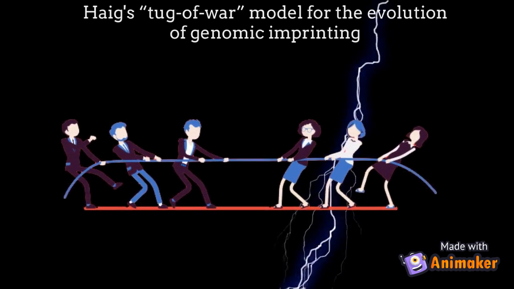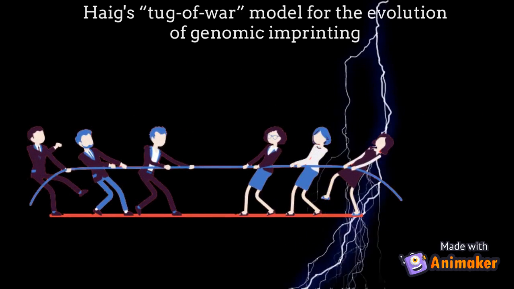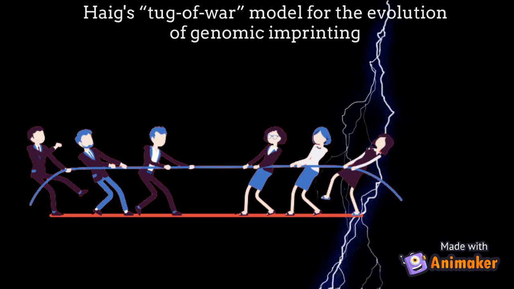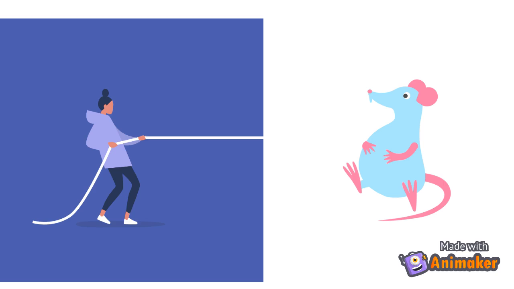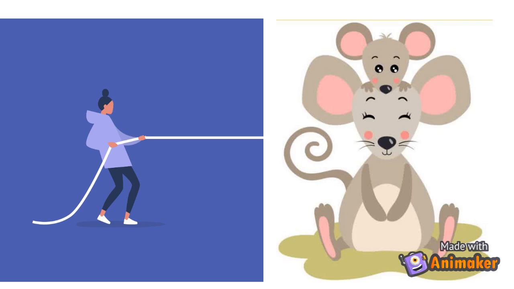The evolution of genomic imprinting can be explained by the tug-of-war model, where the question of how many resources should be allocated to current versus future offspring differs based on sex. Females are related to all of their offspring equally. For them, the children they are carrying now are just one of many clutches they will have, so they will take this into account when allocating their resources.